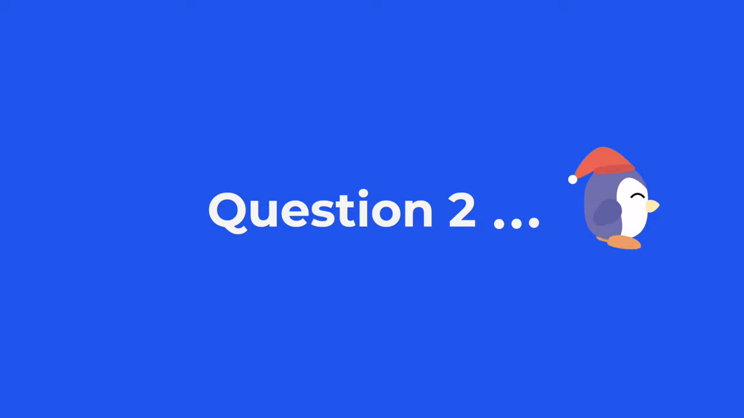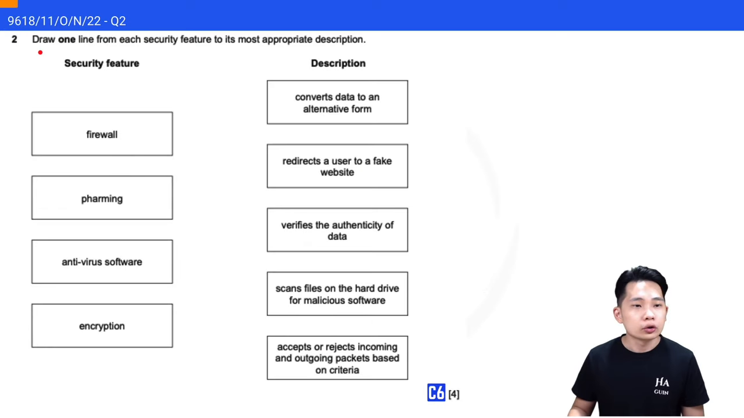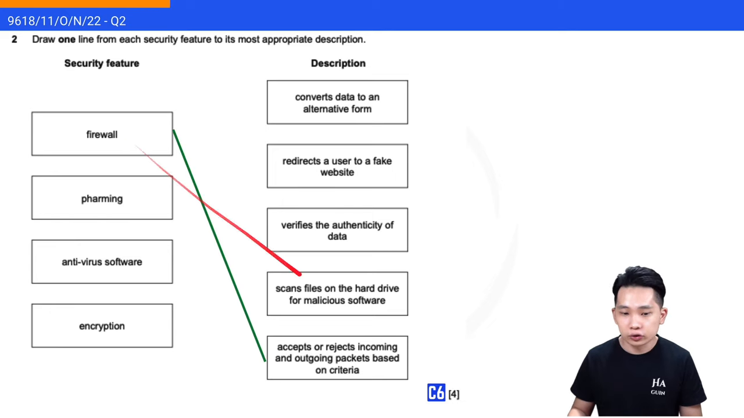And now let's look at question 2. So for question 2, draw one line from each security feature to its most appropriate description. So this is a security feature, and then this is a description. So what is firewall? Firewall is used to accept or reject incoming and outgoing packets based on criteria.